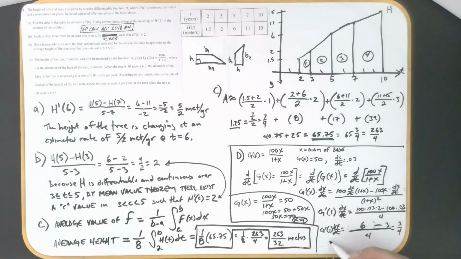Okay, so the final answer here is, according to the model, the rate of change of the height of the tree with respect to time when the tree is 50 meters tall, it's going to be 3/4 meters per year.